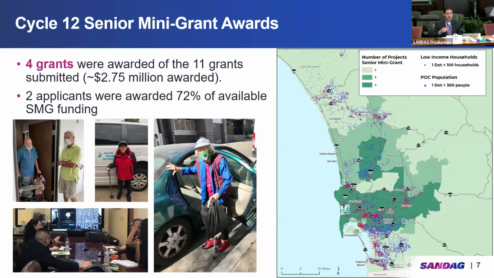And I'm including this slide for context. So last cycle, the SANDAG board awarded about 2.75 million in senior mini grant funding to 4 grants of the 11 that were submitted. Of the 4 that were awarded, 2 applicants received about 72% of available senior mini grant funding. The map on this slide shows the service areas of the 4 awarded grants. The darker green shading represents overlapping service areas, which shows a concentration of service in central San Diego. However, 2 of the grants were countywide.